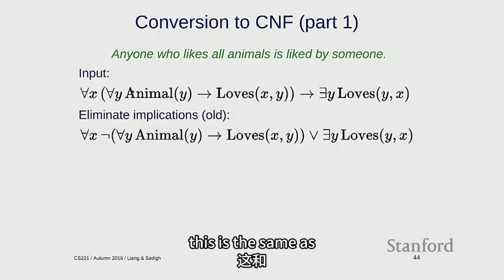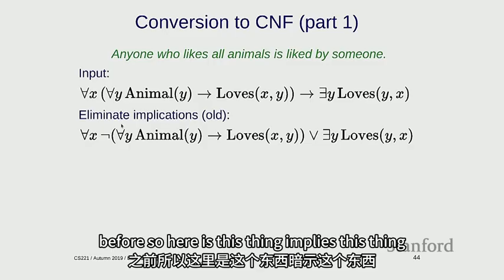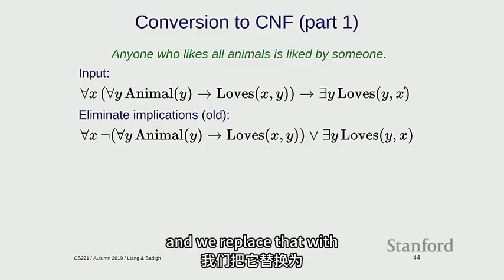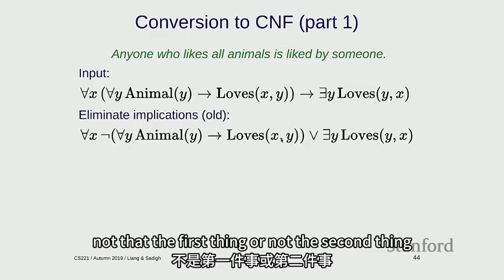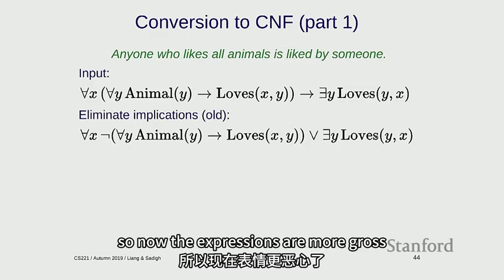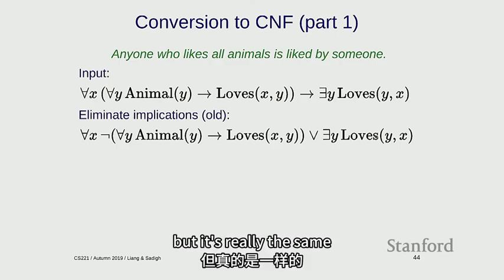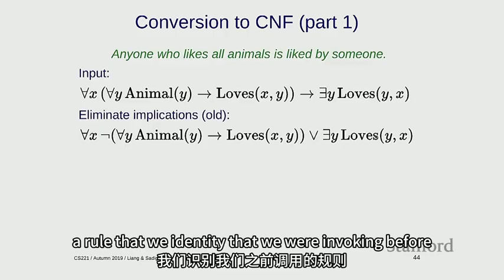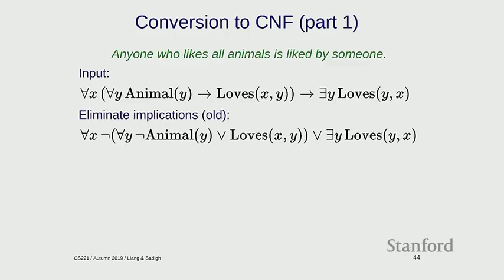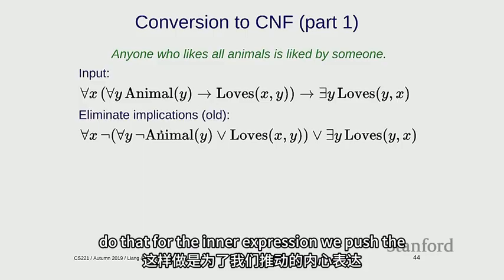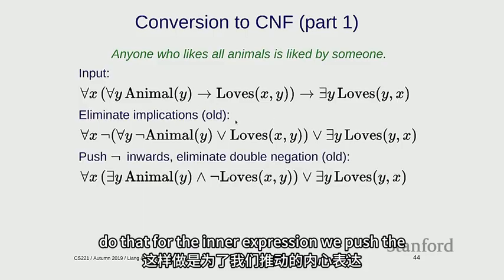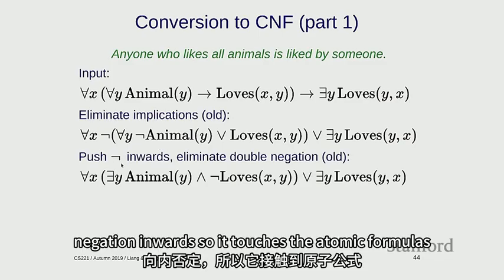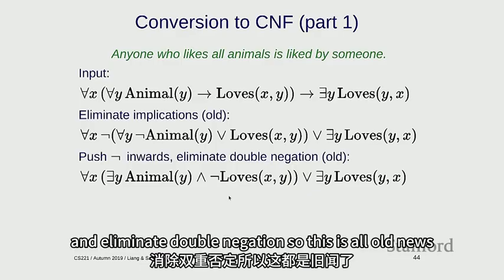This is the same as before. So here is this thing implies this thing, and we replace that with not the first thing or the second thing. So now the expressions are more gross, but it's really the same rule identity that we were invoking before. We would do that for the inner expression. We push the negation inwards so it touches the atomic formulas and eliminate double negation. So this is all old news.